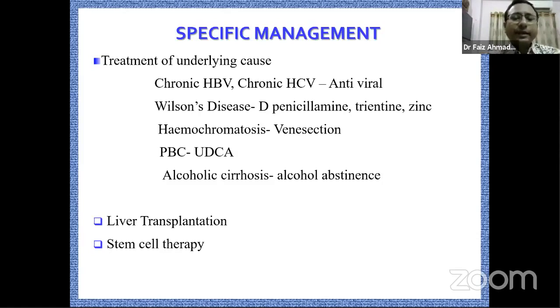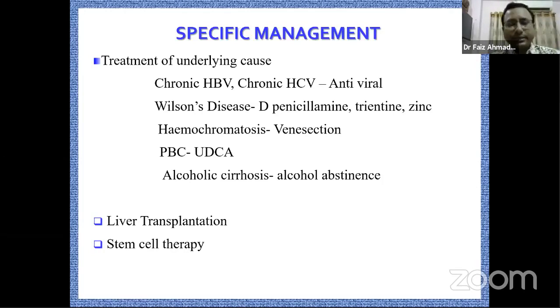So these are the treatment of the underlying cause. But even after treating the underlying cause, we cannot improve many patients very much. Even if they improve, ultimately at some point the patient's condition gradually deteriorates, when no drug can actually relieve his ascites, or the patient starts having recurrent hepatic encephalopathy and many other complications, and his daily life activities become grossly hampered. So then the only option is liver transplantation.